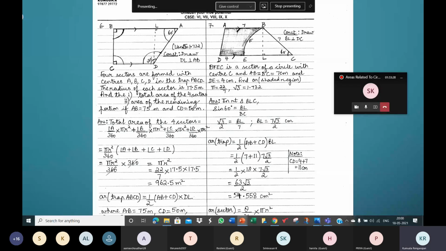How do we use trigonometry? We need a right triangle. Okay, we have a right triangle, and in it we have to find the length of the line segment DL. This is a right triangle because by construction DL is perpendicular to AB. In the right triangle, we know angle A is 60 degrees. That's not sufficient. We need one more thing, so we find AL. 75 minus 50, 25. AL is 25 meters.